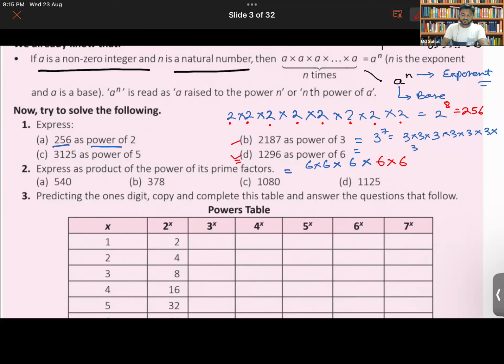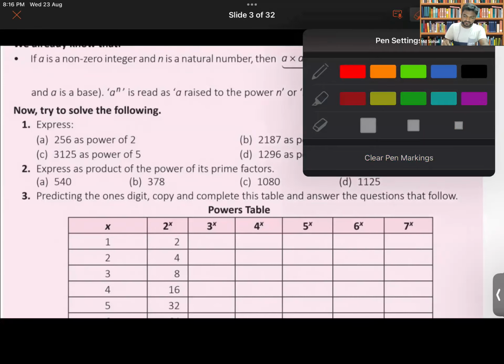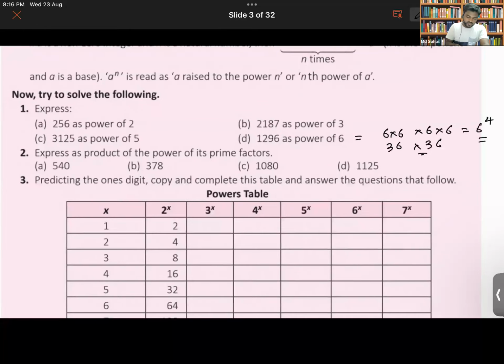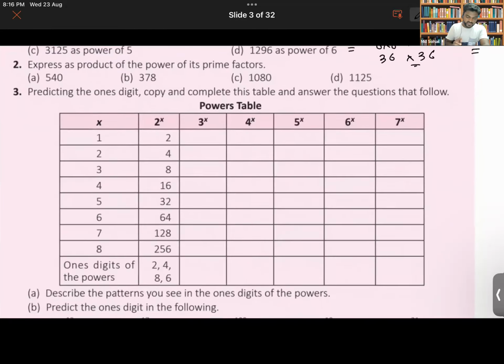So that's 6 raised to the power 4. It is simply 6 into 6 into 6 into 6. That is the square of 36, that is 1296. It means 6 raised to the power 4, right? Okay, good. Now, question number 2, we will also give it a try.